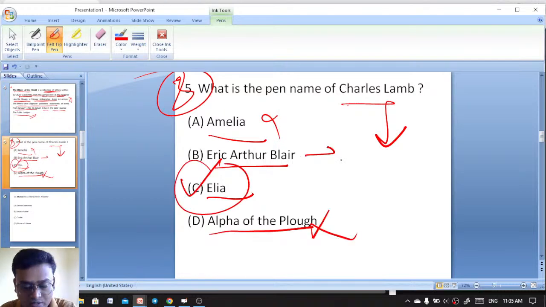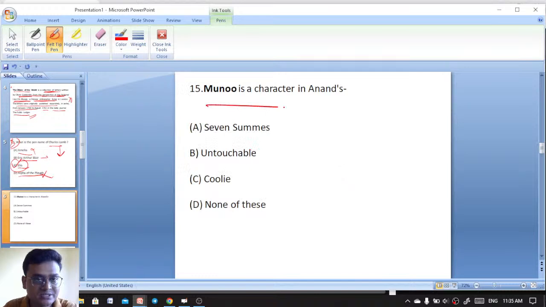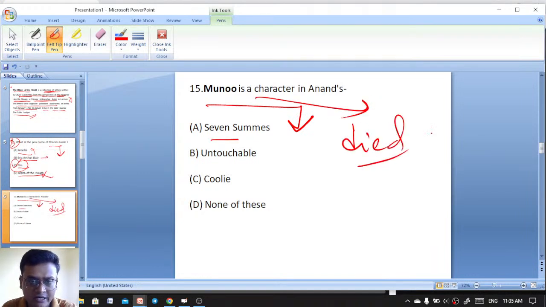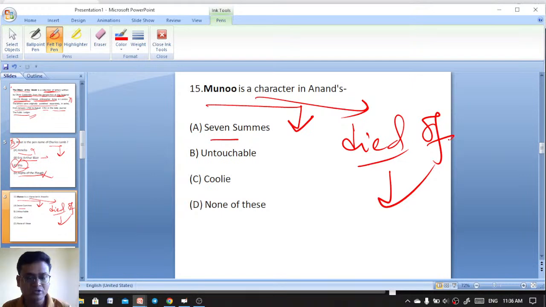Next question. Muno is a character in Mulk Raj Anand's which novel? And Muno died of which disease? Options: Seven Sons, Untouchable, Coolie, none of these. And in which year was the novel Muno appears in published? Tell me this answer also.